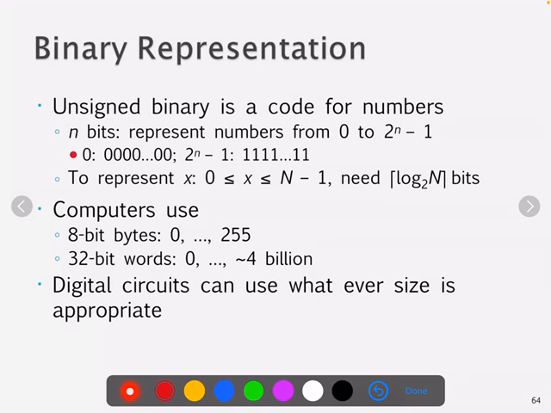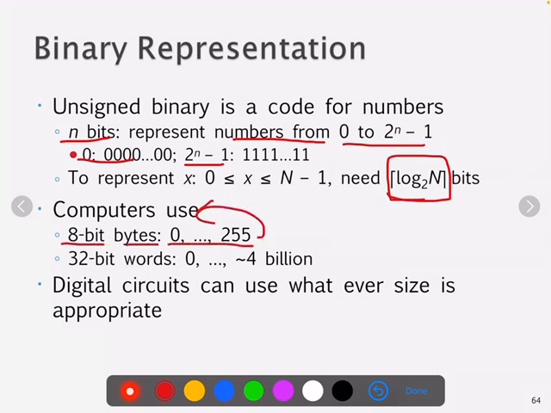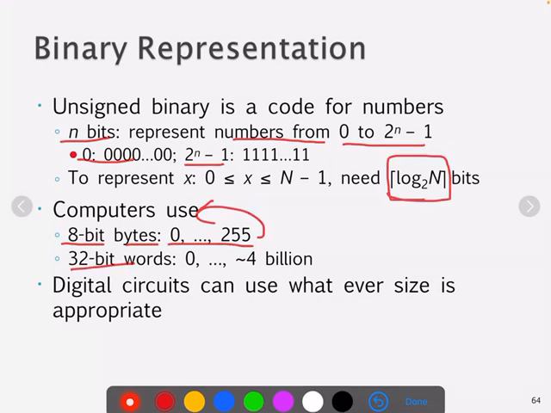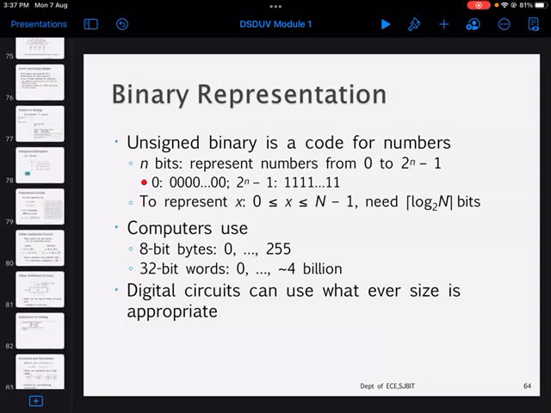Unsigned binary is usually, if the number is n bits, represented from 0 to 2 to the power of n minus 1. 0 is all zeros, and 2 to the power of n minus 1 is all ones for the total number of bits considered. Altogether we need log n to base 2 number of bits to represent that. So 8 bits is a byte, 0 to 255, which is used in computers. 32-bit and 64-bit can also be used by computers for the representation of these binary numbers.